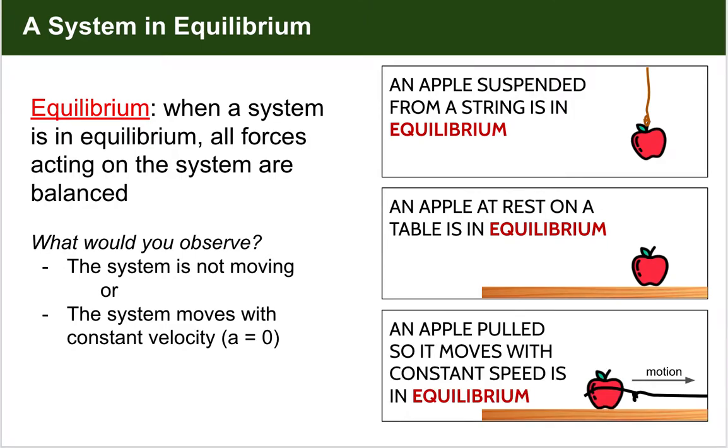Or if the apple was being pulled with some sort of string, so there's a tension force, if there's an equal amount of friction in the other direction, the motion doesn't change. And so this would also be in equilibrium. We'll hit those a little bit more in a later idea.